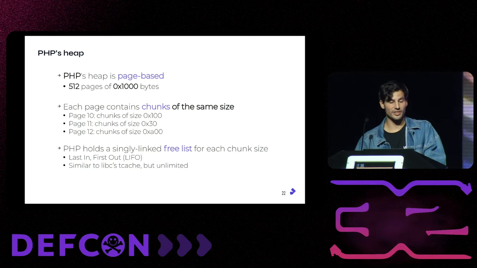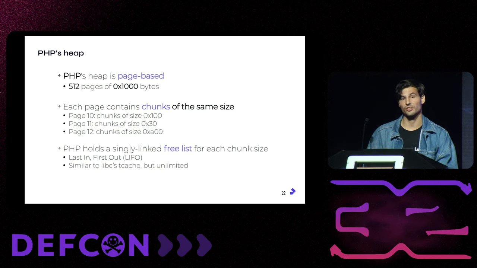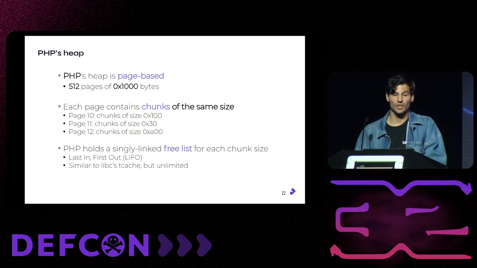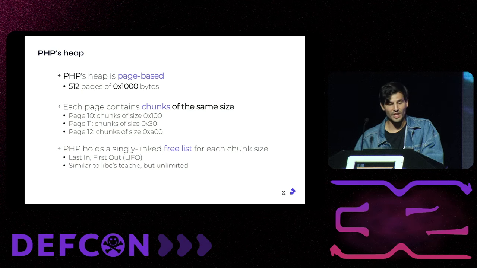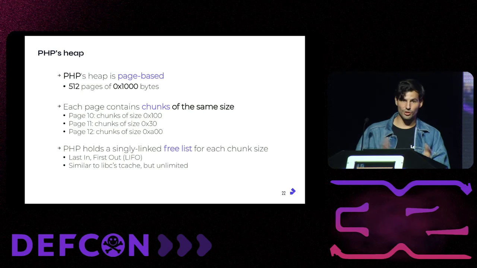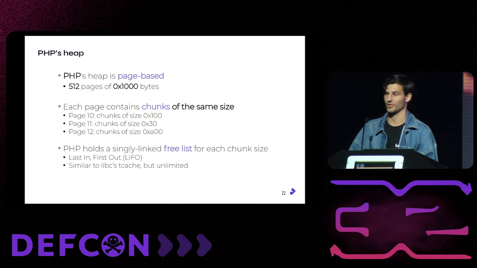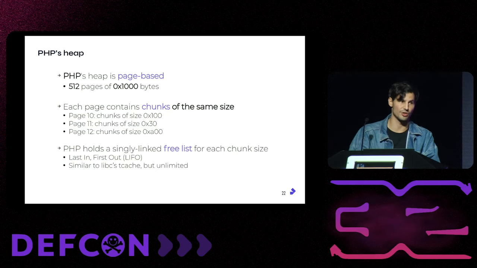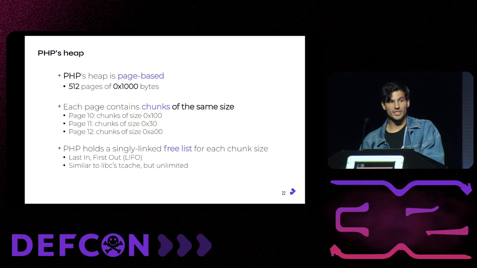It's 512 pages of 0x1000 bytes each, so 4096 bytes. And each page contains chunks of some size. In page 10, you may have chunks of size 0x100. In page 11, you may have chunks of size 0x30, et cetera. Then when you free a chunk, it will go into the free list for this chunk size. So if I free a chunk of size 0x100, it will go into the free list for size 0x100. If I free a chunk of size 0x10, it will go into the free list for chunks of this size as well. And the free lists are singly linked lists.